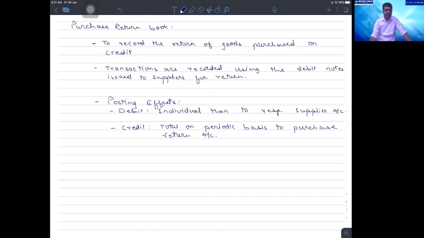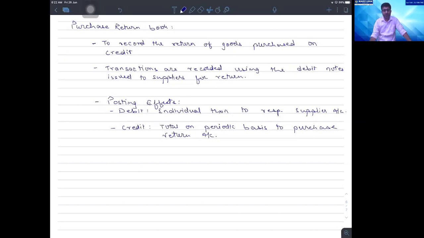Again, I need to apply the same logic, because if there were cash sales and the customer is returning the goods and I'm accepting it, I will generally be giving the cash back. Whereas if I've issued a credit note, that credit note will be utilized for recording in the sales return book. Even the posting of the sales return book will be the reverse of the purchase return book.